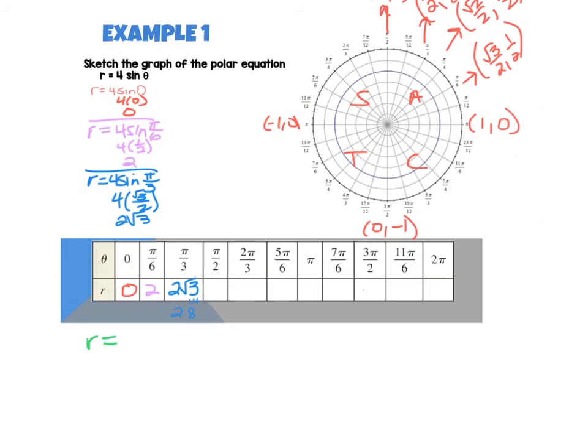R equals 4 sine pi over 2. At pi over 2, sine is 0. No, sine is 1, sorry. So 4 times 1, 4.